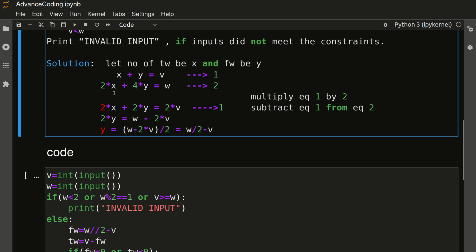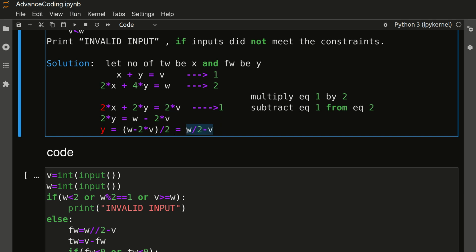Now once you subtract, this x will be cancelled out, and 4y minus 2y is 2y, and w minus 2v. And once we get up to here, then we can easily find y, which is just divide by 2. So this 2 will come out here. So y equals w minus 2v by 2. So it will be w by 2 minus v.